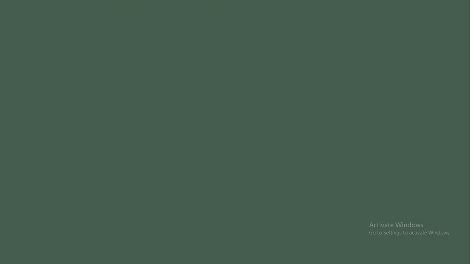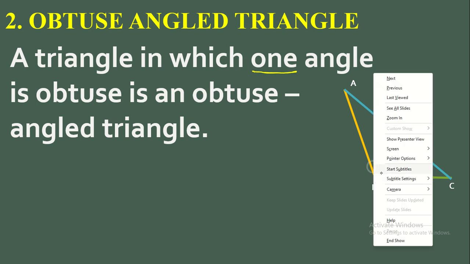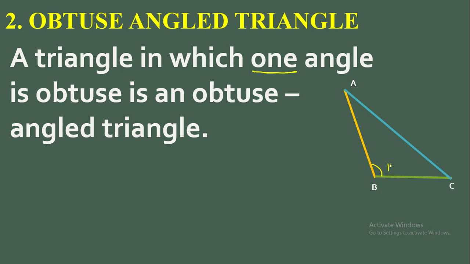Now the second one is the obtuse angled triangle, and we know that an obtuse angle is that angle whose measure is greater than 90 but less than 180. So a triangle in which one angle is obtuse is an obtuse angled triangle. Remember that only one angle can be obtuse. There can never be two obtuse angles in a triangle, because if we consider this, for example, it has 110 degrees.